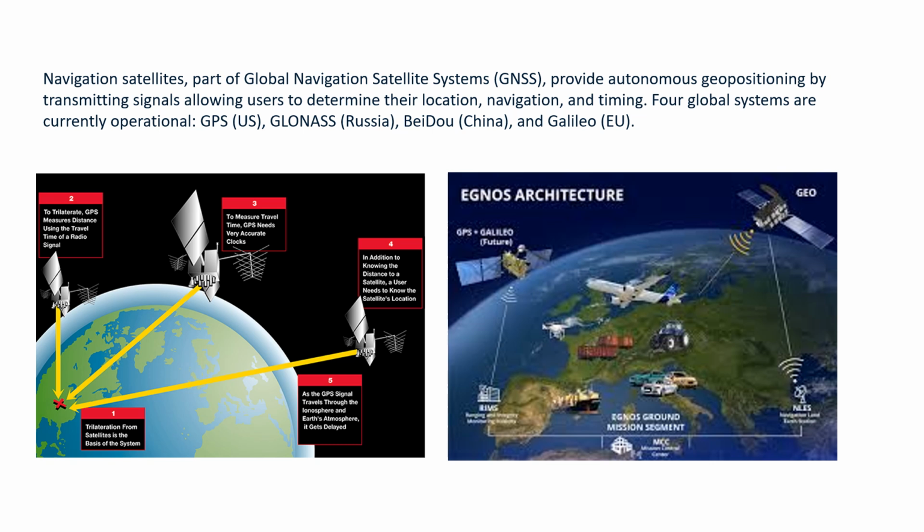And coming to the fourth type of satellite communication, which is navigation satellites. Navigation satellites, part of the Global Navigation Satellite System, that is GNSS, provide autonomous geopositioning by transmitting signals, allowing users to determine their location, navigation, and timing. Four global systems are currently operational in four different countries, and they are listed here. And this diagram represents the navigational satellites.